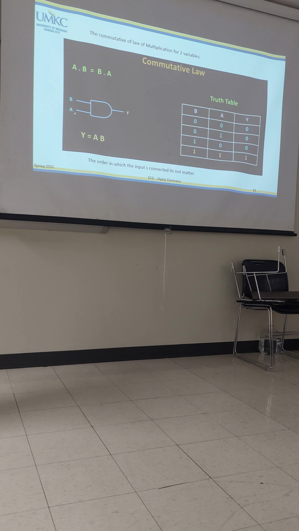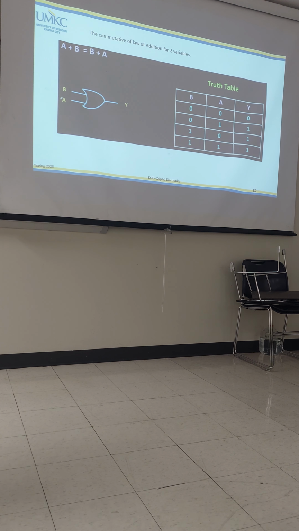This is the commutative law for the addition of two variables. The previous one is for multiplication; this is for addition. That was the AND gate, and this is the OR gate. So it is also true: A plus B equals B plus A. And this is also true for more variables. If you increase the number of variables, it will be the same.